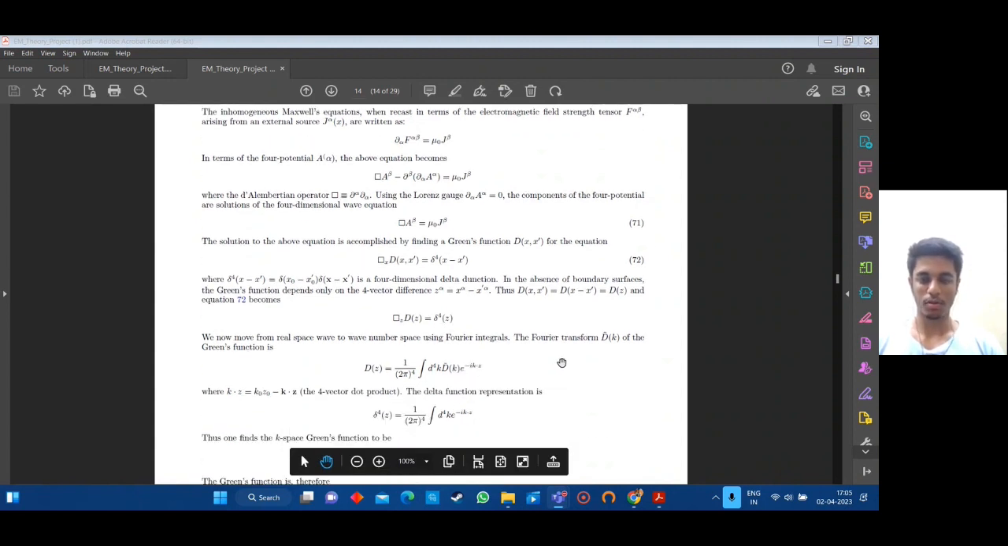So now we use the routine approach of finding the Green's function first in wave number space and then Fourier transforming back to real space, so that we can convert this differential problem to an algebraic problem.